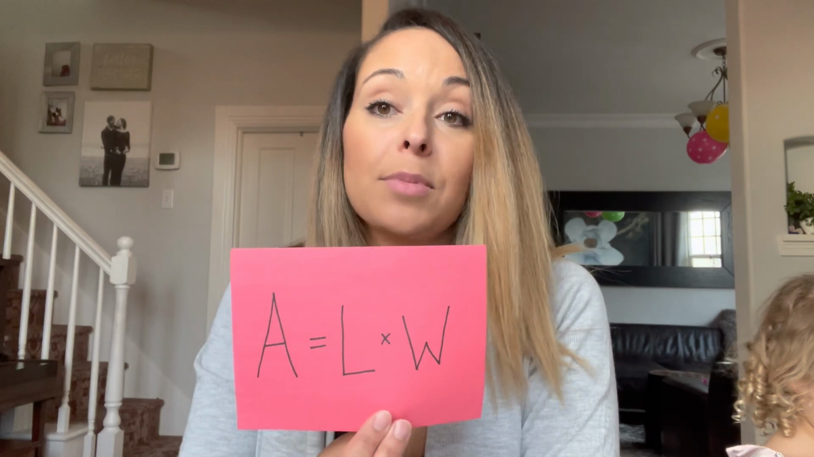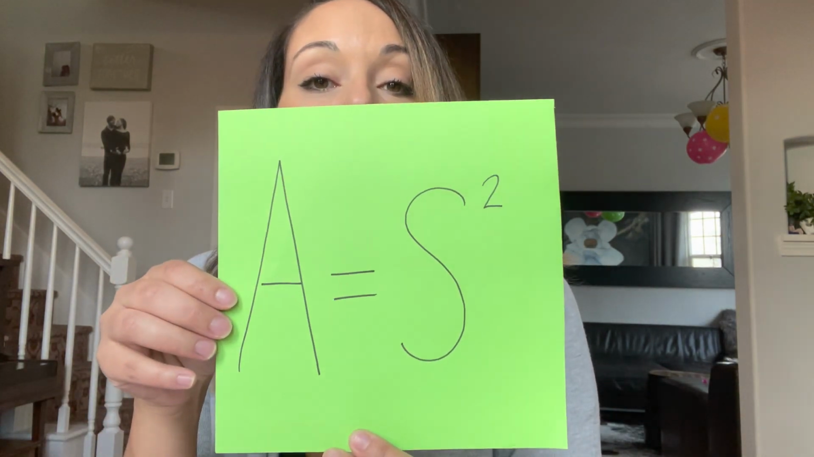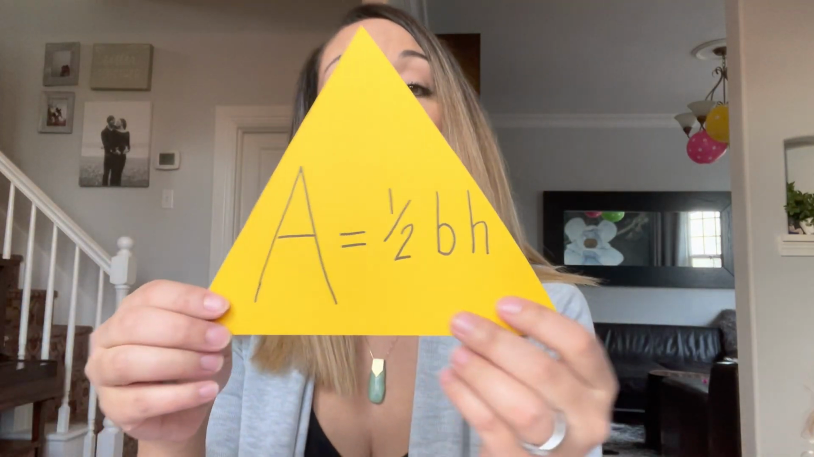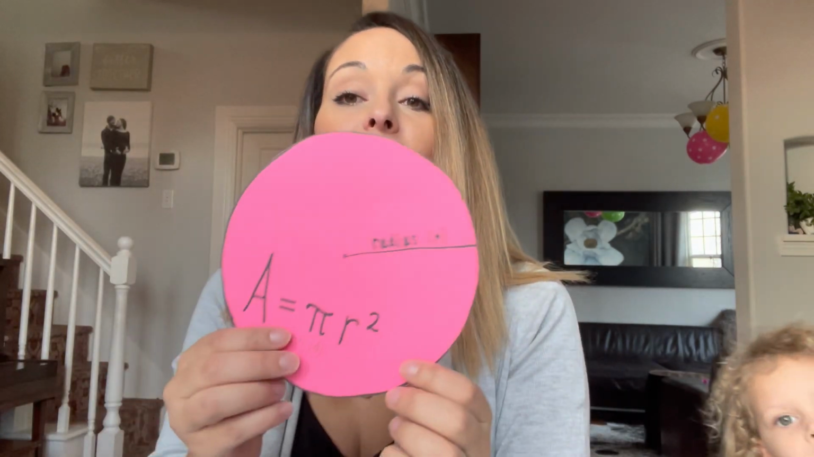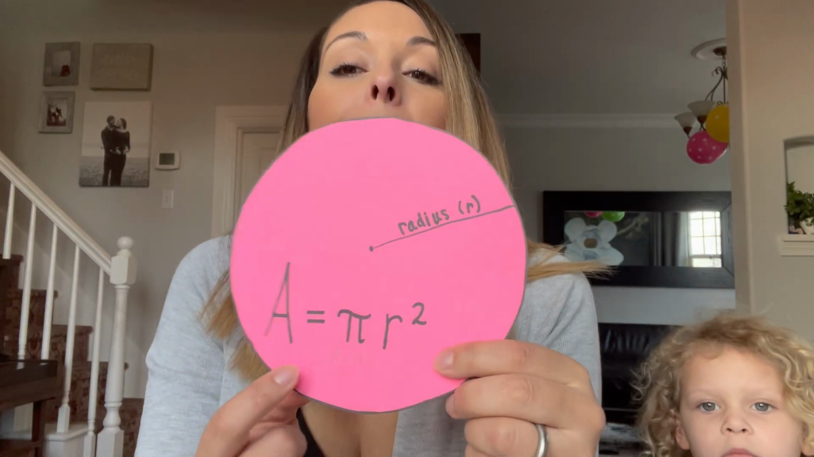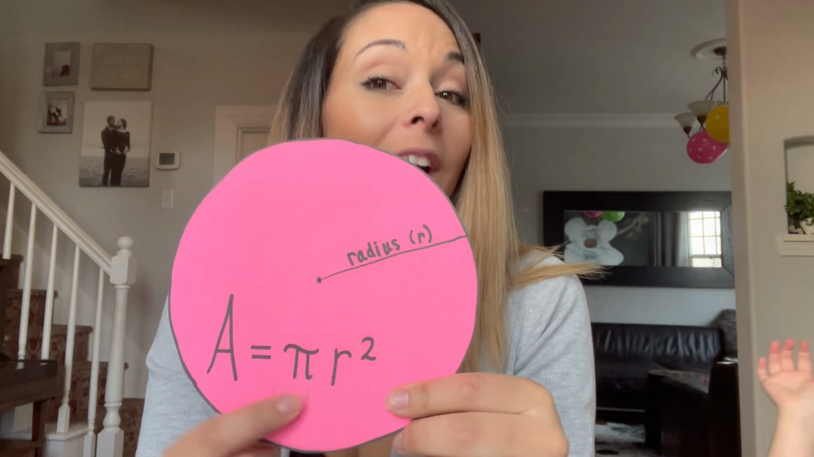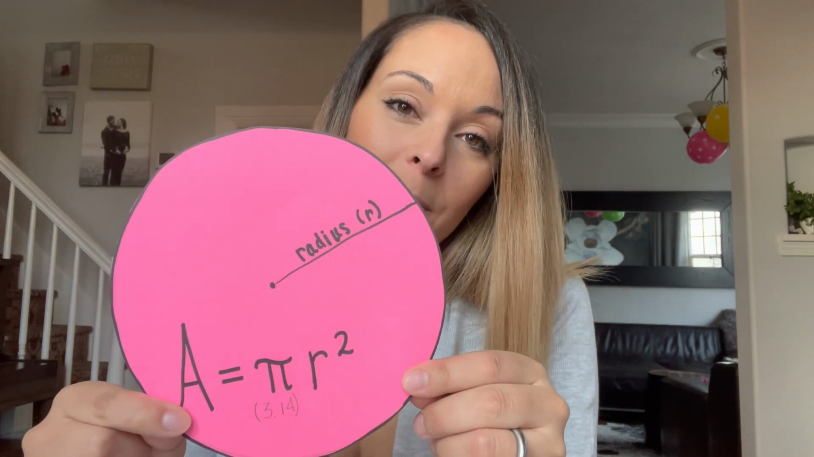The area of a rectangle equals length times width. The area of a square equals the length of its side squared. The area of a triangle equals 1/2 base times height. The area of a circle equals pi 3.14 times the radius squared. And then to wrap it up, these formulas help us get geometry just right.